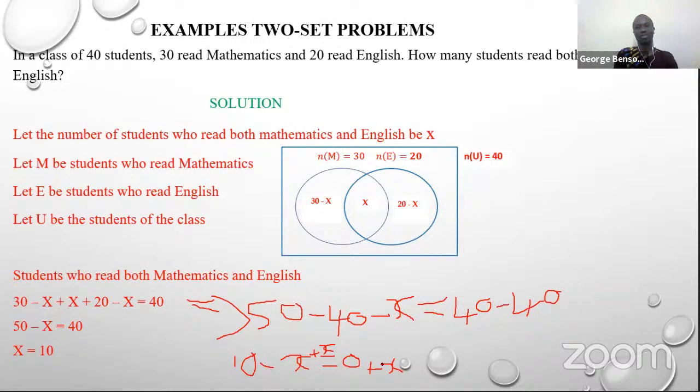But by default, we normally write our variable on the left side and the number on the right side. So that's why you can see in the final answer here, we have x on the left side and 10 on the right side. So basically, those who read both x and y will be 10. So we conclude that therefore students who read both mathematics and English will be equal to 10.